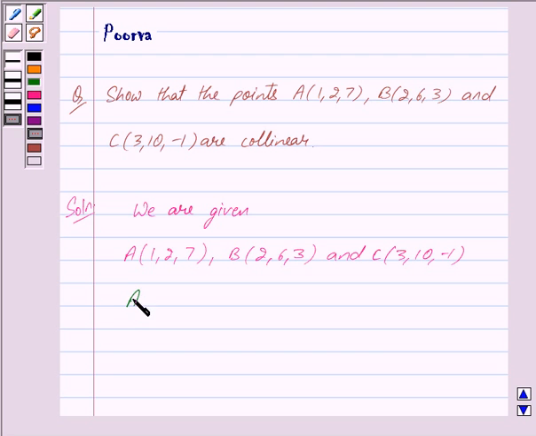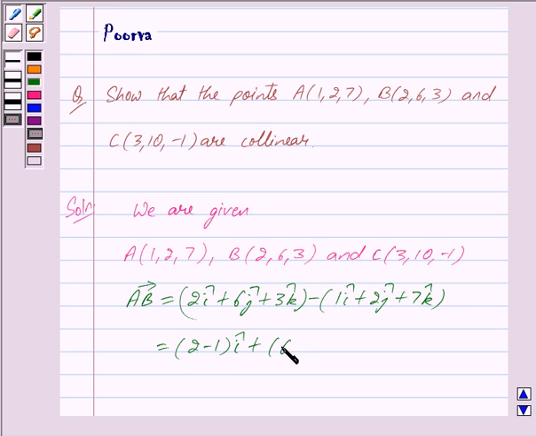So first we find vector AB, and we have this is equal to 2i cap plus 6j cap plus 3k cap minus 1i cap plus 2j cap plus 7k cap. And we get this is equal to (2 minus 1)i cap plus (6 minus 2)j cap plus (3 minus 7)k cap. This is equal to 1i cap plus 4j cap minus 4k cap. So we have got vector AB is equal to 1i cap plus 4j cap minus 4k cap.